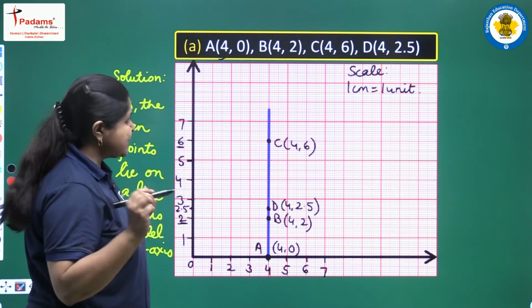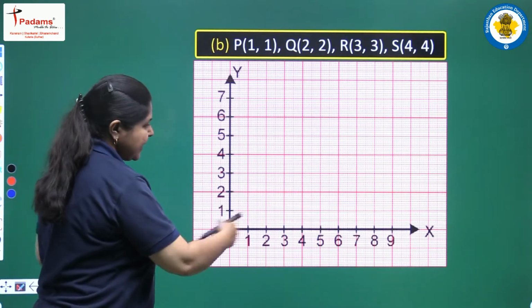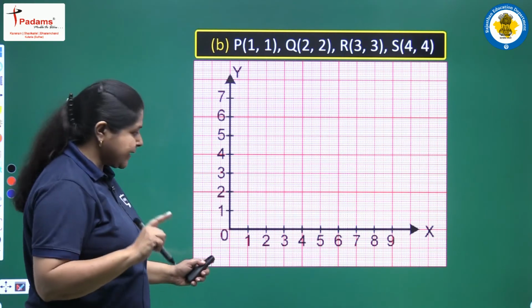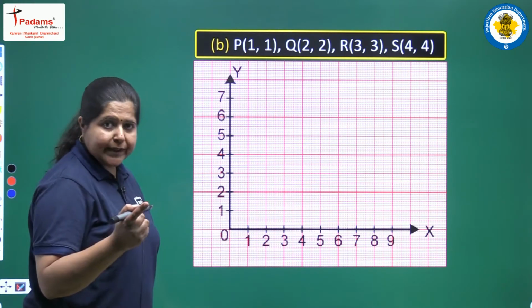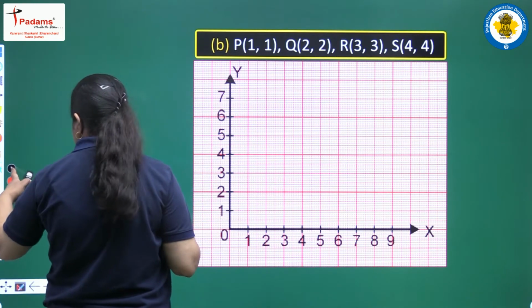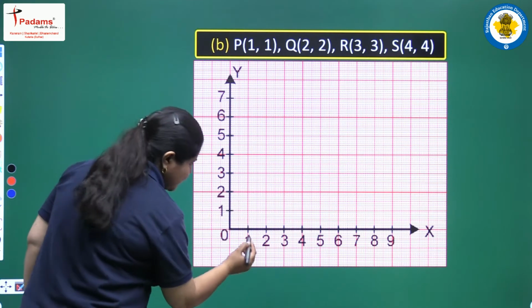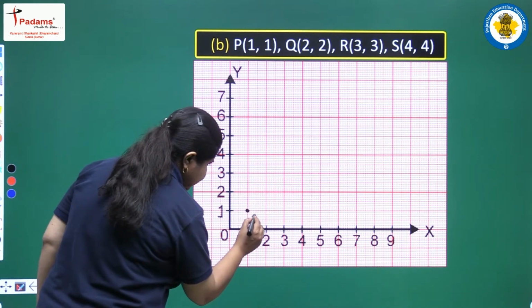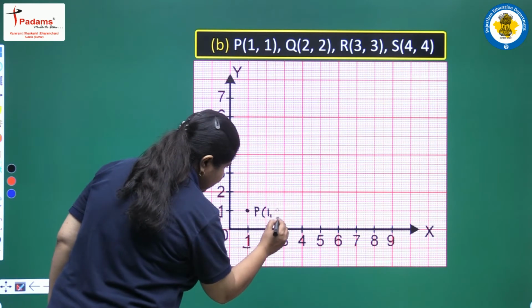It's clear. Next we have one more part here, and here we have already drawn the axis and we have already written the numbers. Again the scale taken is 1 centimeter equal to 1 unit on both the axis. Now we need to locate point P with coordinates 1, 1. So here we have 1 on x axis, 1 on y axis. We mark the point here. This is point P with coordinates 1, 1.